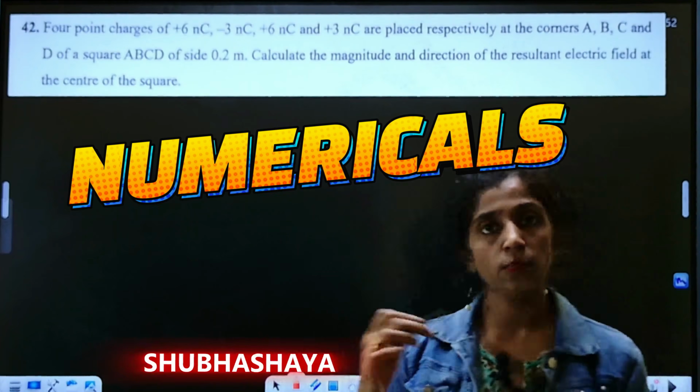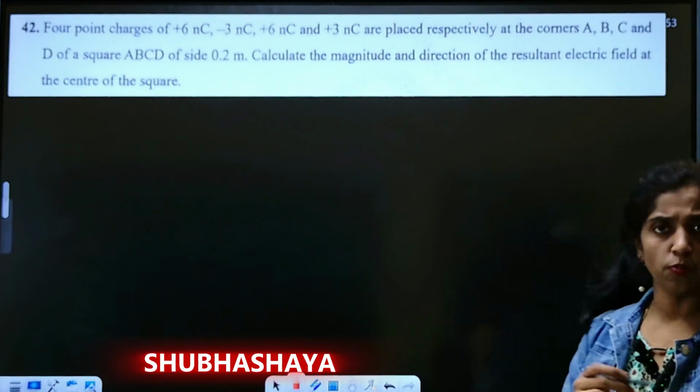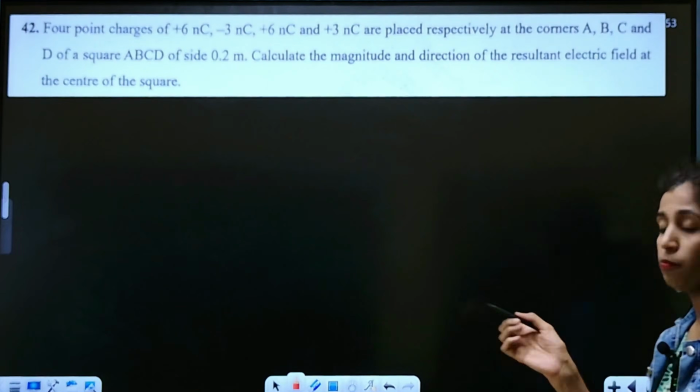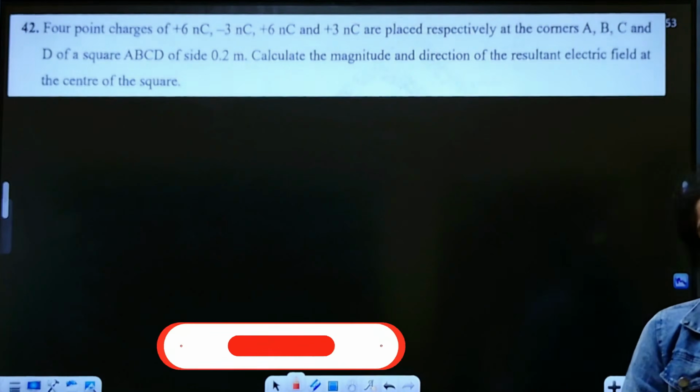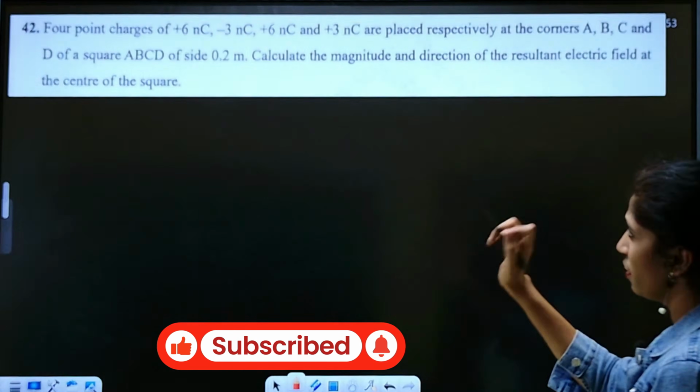So now let's move to the numerical part. There are almost 4 questions. The 42nd question, as I said in my previous video, is mainly from electrostatics, any one of the chapters. It's basically a very simple question.